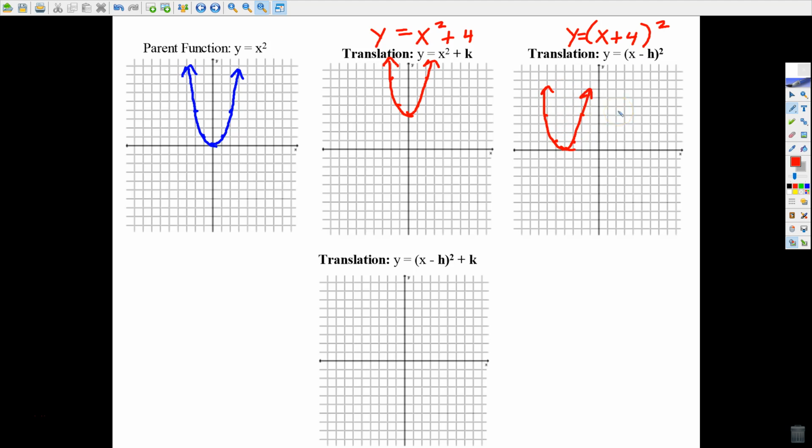Any questions so far? You guys are doing a great job listening. Any questions? Is this pretty simple? Have you seen this before? Anybody? All right, well, let's put them together and see what you can do with this.